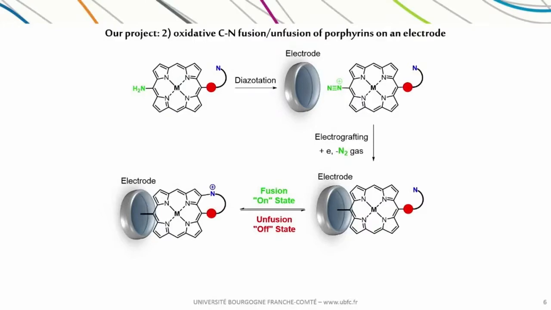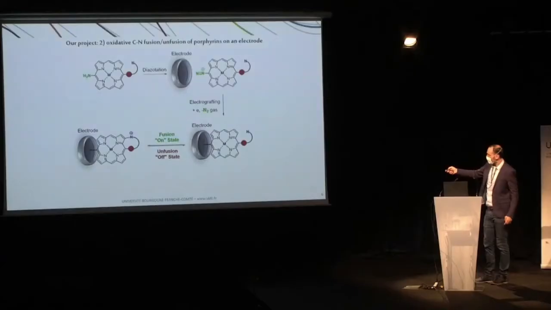So the second part of the project was to try to develop the oxidative fusion directly on a conducting surface, so on an electrode. So the principle is drawn here. You have to introduce here a grafting function, which is an amino function. And on this arm, you have to put this imine function, which is here. You are transforming this amino function into the diazonium one.